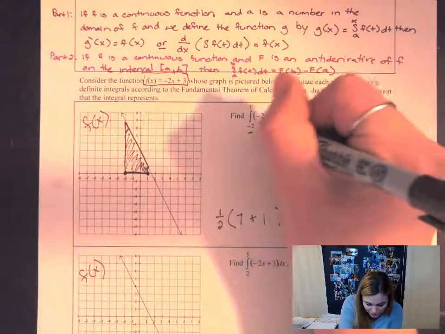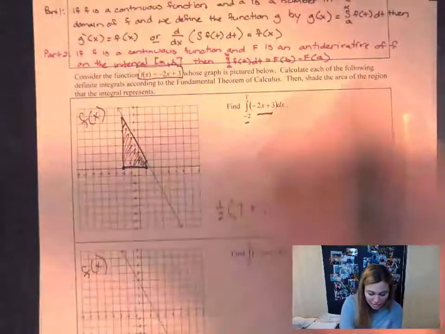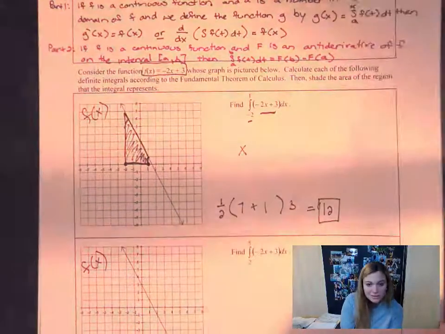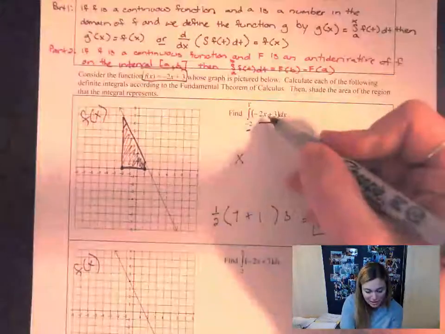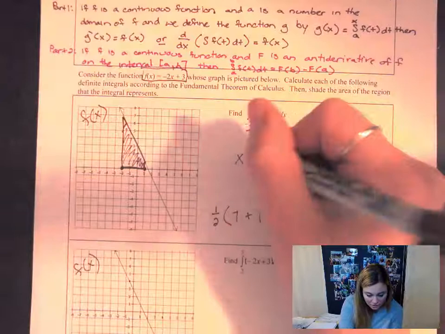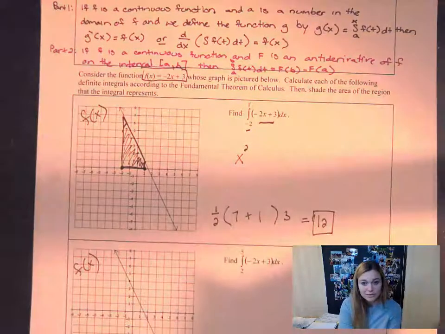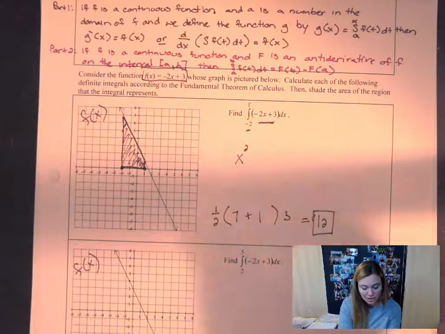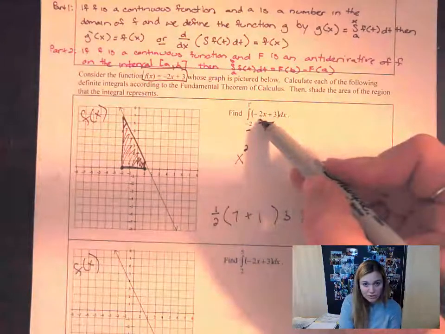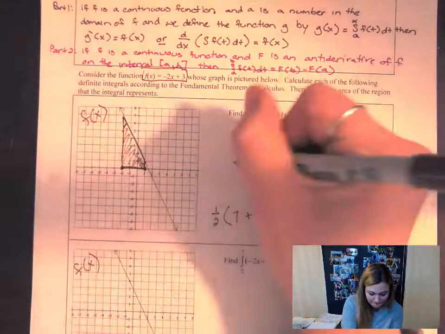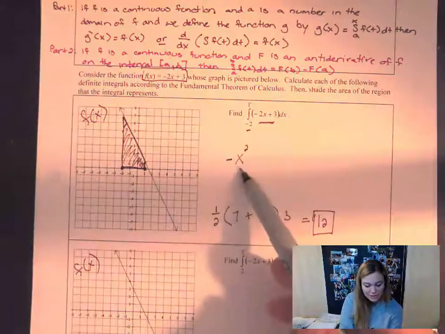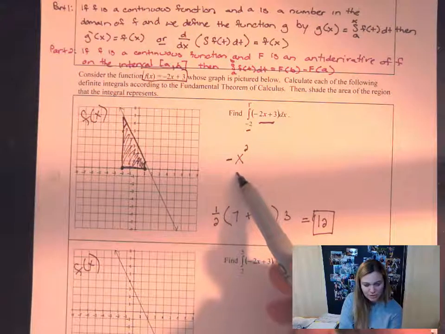The antiderivative here would be x. I add 1 to my exponent. It started with an exponent of 1, so my new exponent would be 2. I add 1 to the exponent and divide my coefficient of -2 by my new exponent. And just to be sure, take the derivative of this. I get -2x. Okay, I'm good.